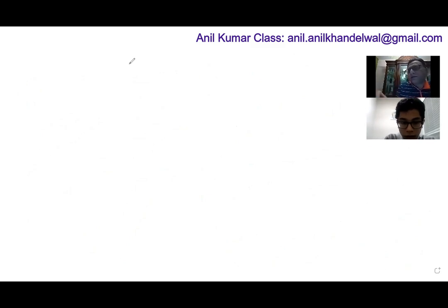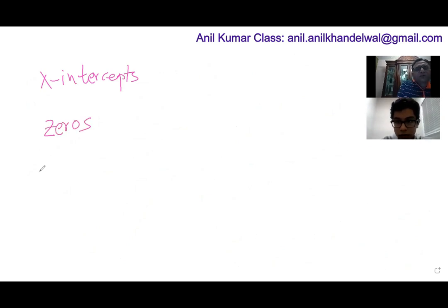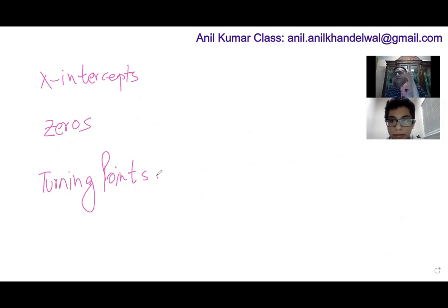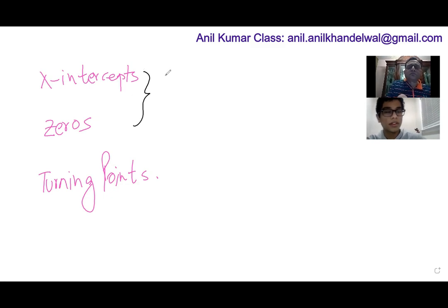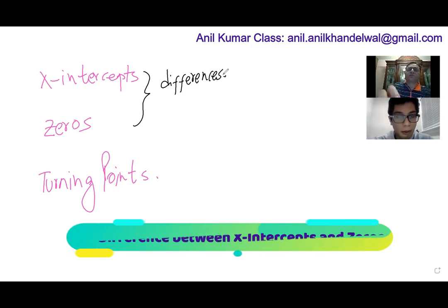Now there are many related intricate things. We are looking into 3 terms now: x-intercepts, zeros, and turning points. Can you tell me what is the difference between x-intercept and zero? So zeros are the x values that can complete the equation, and then x values are the points of the zeros on the graph. X-intercept and zeros, what is the difference?